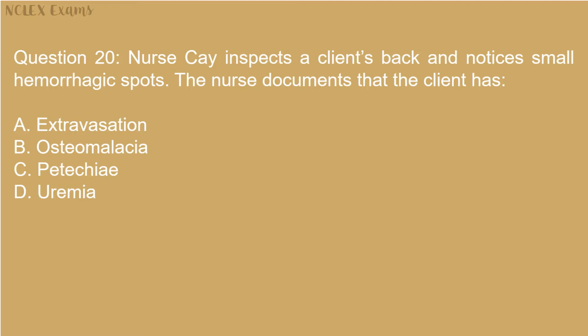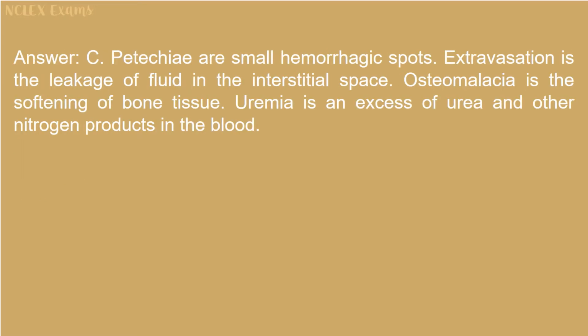Answer: C. Petechiae are small hemorrhagic spots. Extravasation is the leakage of fluid in the interstitial space. Osteomalacia is the softening of bone tissue. Uremia is an excess of urea and other nitrogen products in the blood.